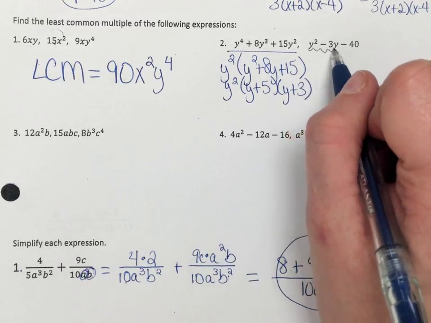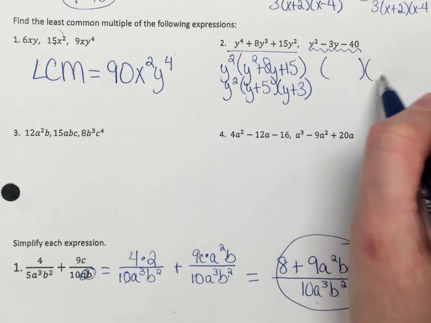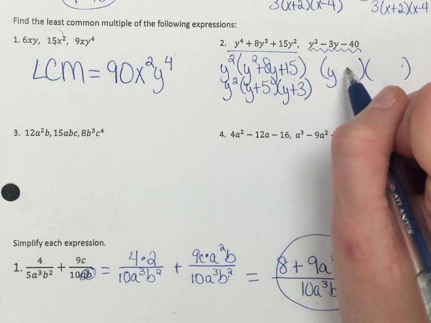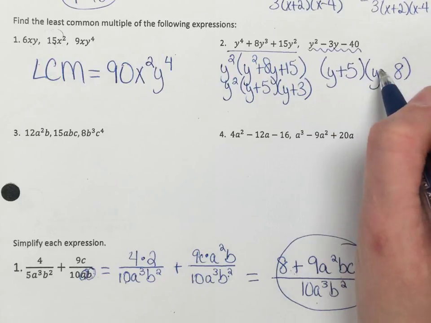What about this one? Five and 8, very good. What kind of 5 and what kind of 8? Very good.